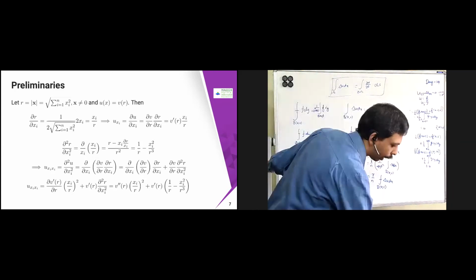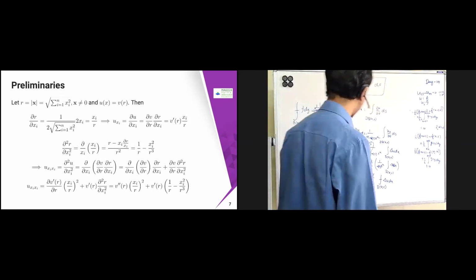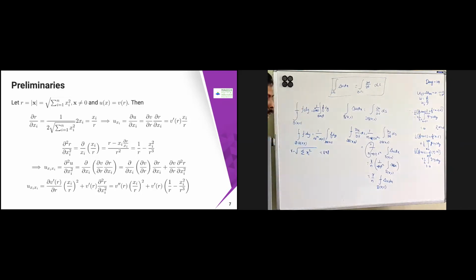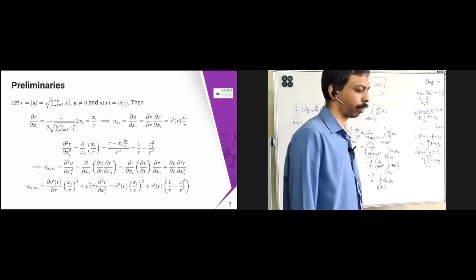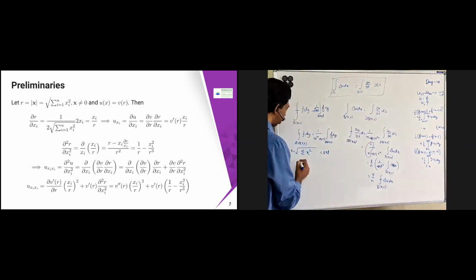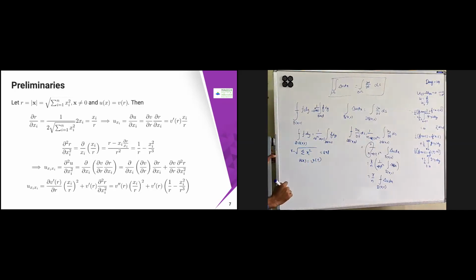So the next one is r. I have to find it, right? r is nothing but I'm going to write it as the square root of summation xi square. If x is a variable in r power n, r is the square root of summation xi square, which is called the Euclidean distance, the 2 norm. Okay, r equal to mod x. Then in my problem u_t minus v_xx on r power n, I will write u of x equal to p of r.